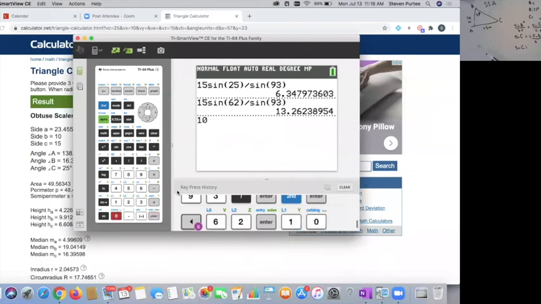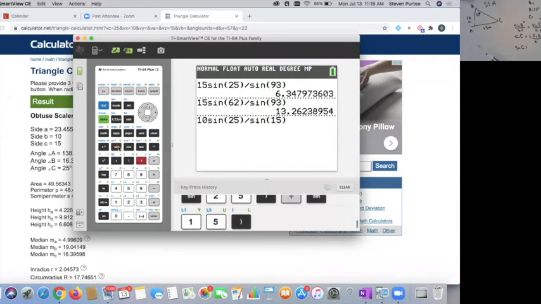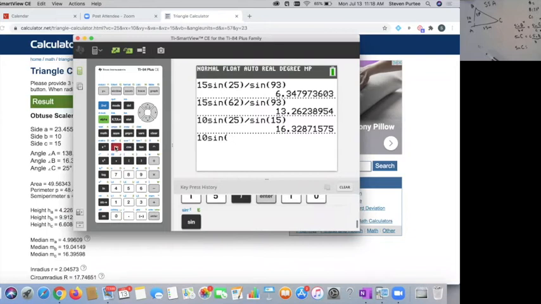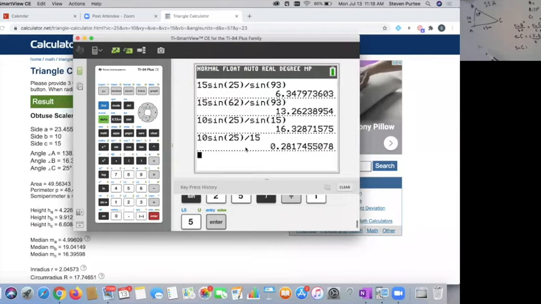10 sine of 25. Don't forget your parentheses, divided by sine of 15. Oh, no, I typed it wrong. 10 sine of 25 divided by 15. It was not a sine on the bottom. 0.2817. We always want to go 4 places on these.